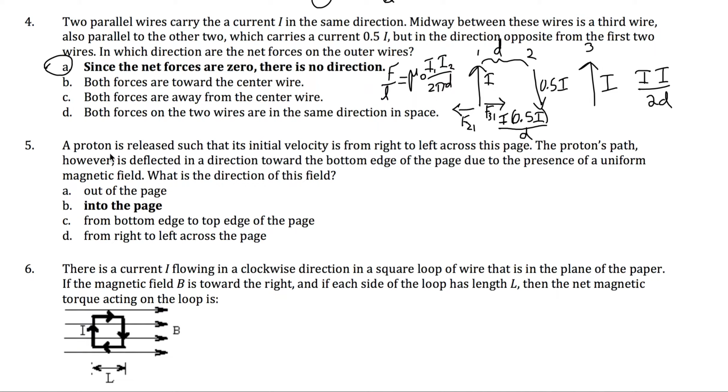Number 5. A proton is released such that its initial velocity is from right to left across this page, so it's going this way. The proton's path, however, is deflected in a direction toward the bottom edge of the page due to the presence of a uniform field. So there's going to be a force downward that deflects the path of this particle.